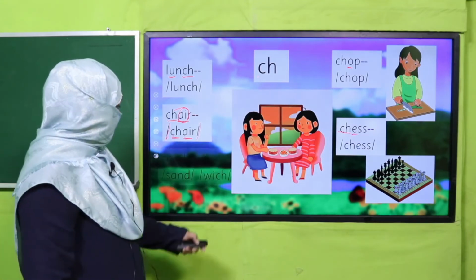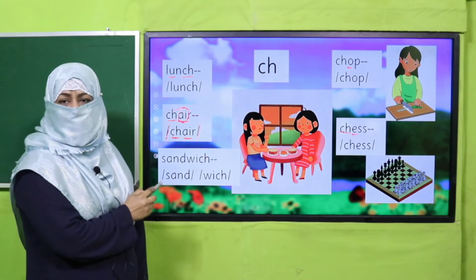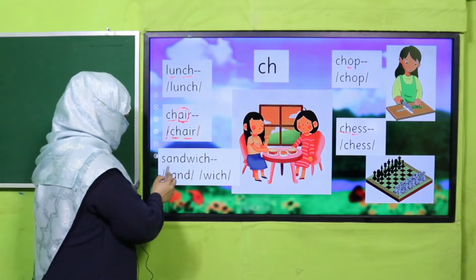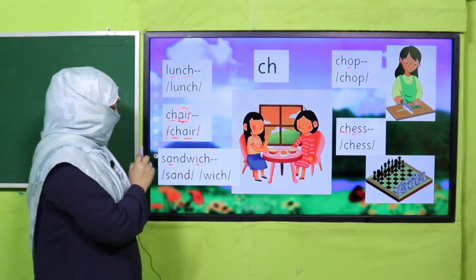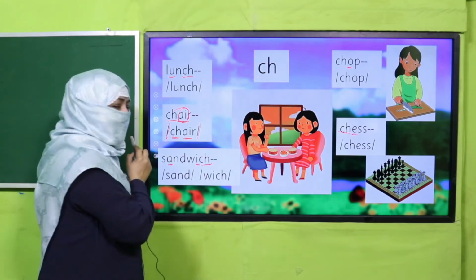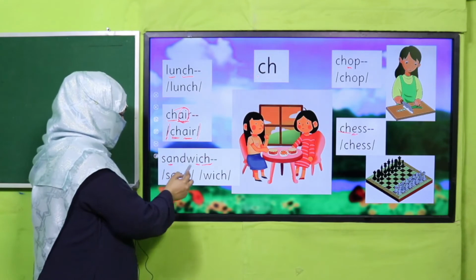And the third word is, now you see, sandwich. For first part, there is one vowel sound, and in second part, there is another vowel sound. And in second part, there is a digraph as well. So we cannot break it. How we'll break it?